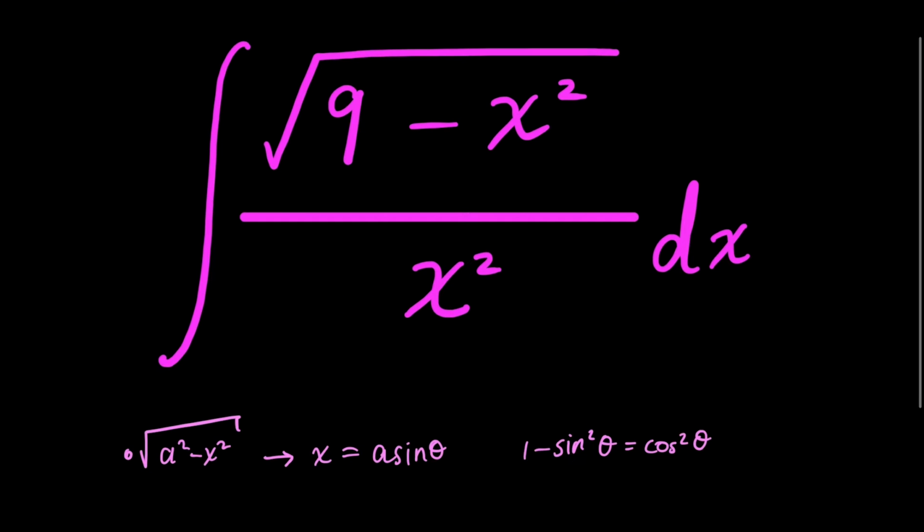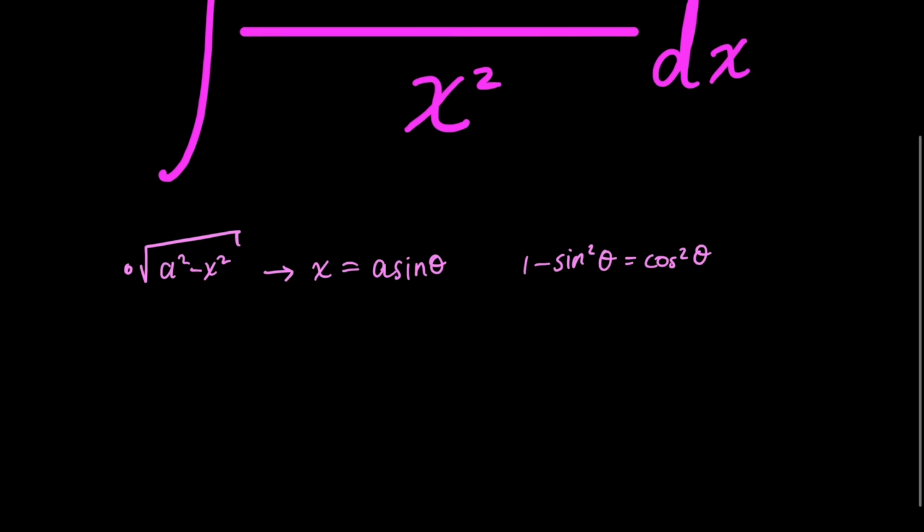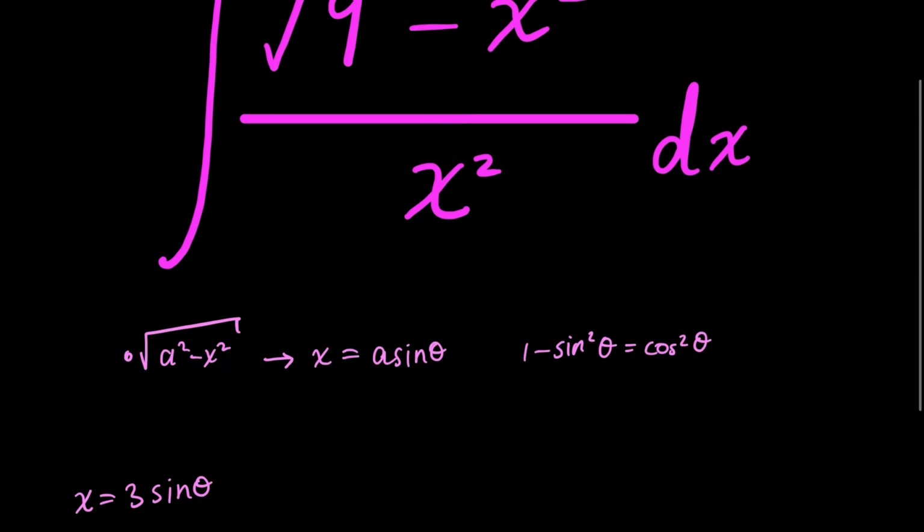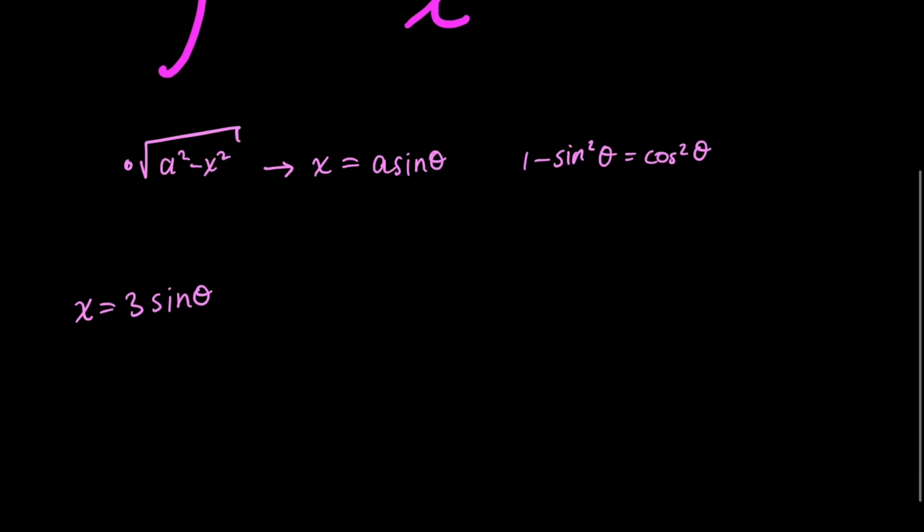I have the square root of 9 minus x squared. So in my case, x would be 3 sine theta, because my a squared term is equal to 9. Therefore, a is 3. And then I can get my dx term from this, which is 3 cosine theta d theta. And now I could just immediately substitute this into my integral.